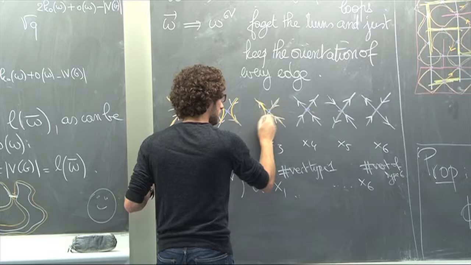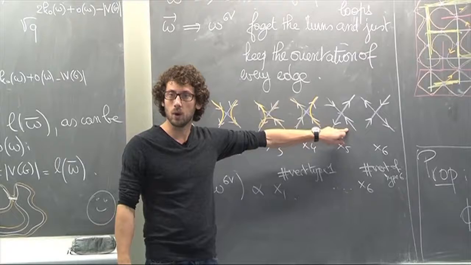Like that, and like that. These are the only ways. But there, notice that two ways are possible. You can turn like that, or like that. Both are possible, and same thing here.